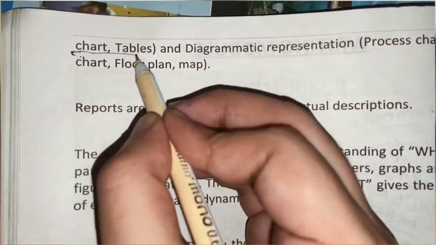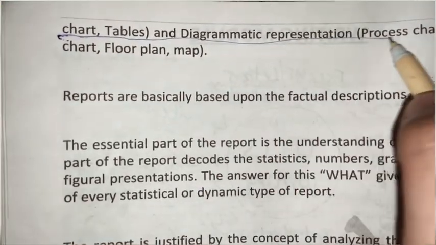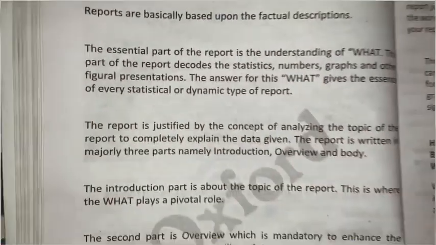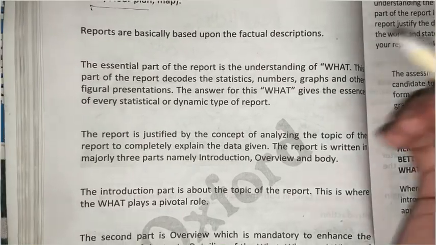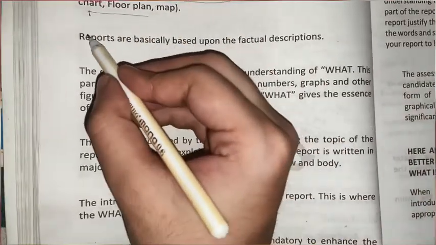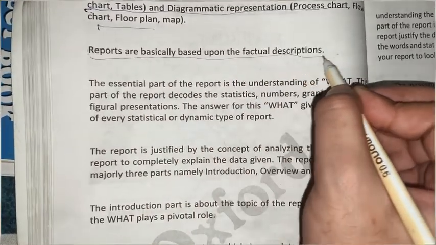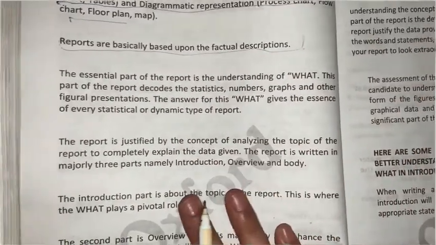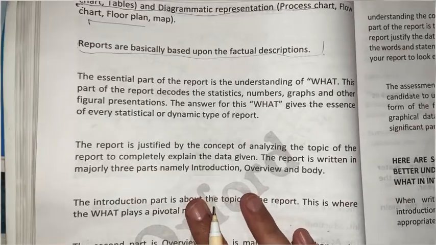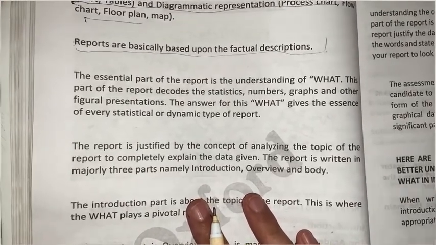So charts and tables are also there in the writing module. Mathematical representation, process chart flow. Reports are basically based upon factual descriptions. And the essential part of the report is the understanding of what.